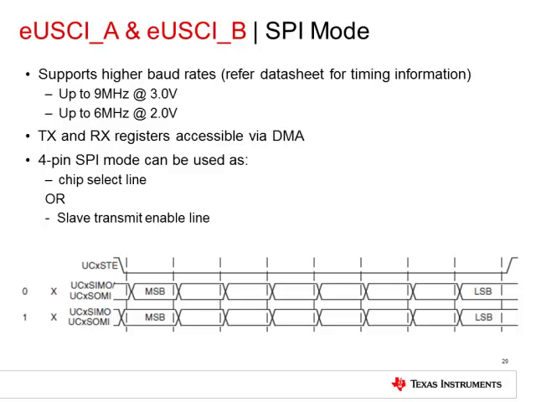Some features of the SPI module include 7-bit or 8-bit data length, LSB first or MSB first data transmit and receive, independent transmit and receive shift registers, selectable clock polarity and phase control, and slave operation in LPM4.